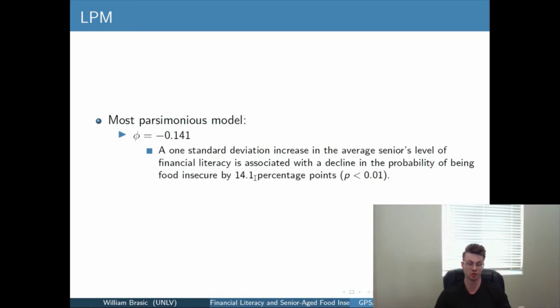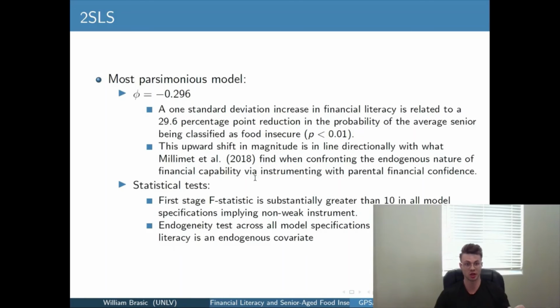Now, that was a linear probability model. So when we go and estimate the most parsimonious model again, but using the two-stage least squares approach, we get a negative 0.296, which means the exact same thing, except now it's a 29.6 percentage point reduction. Statistically significant again. I conduct some statistical tests here just to make sure all my results are fairly sound, and it does pass those tests.